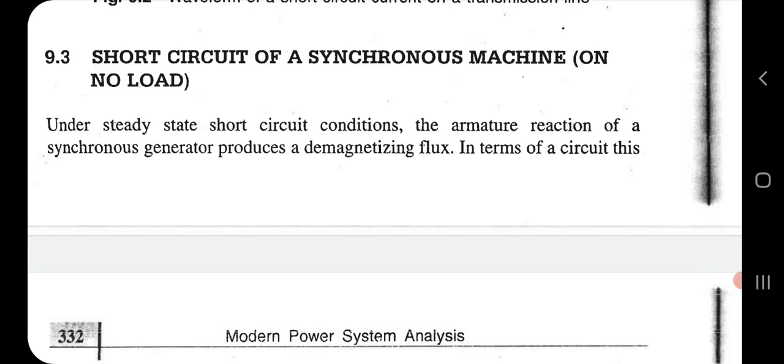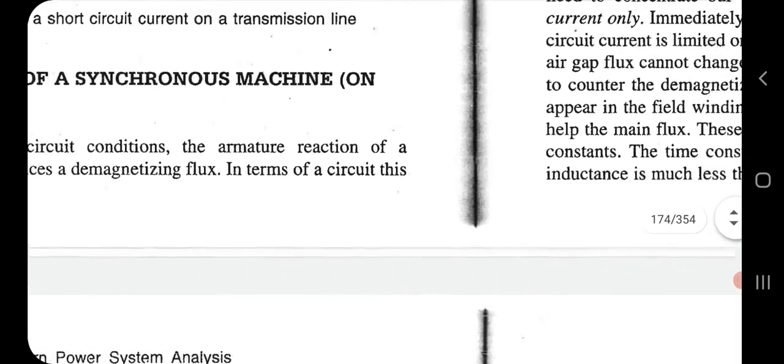Let's start with another topic, that is short circuit of a synchronous machine on no load. When there is no load on a synchronous machine, it works under a steady state condition. When you start a generator, the generator will be giving the power without any interruption or without any fault. You receive the supply from the generator uninterruptedly and without any change in the power system. But if a short circuit occurs, then it creates a lot of problems.